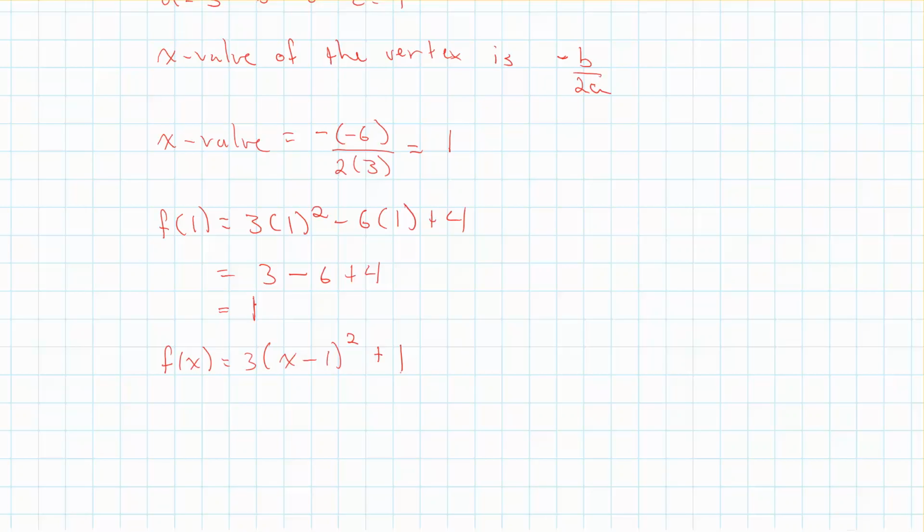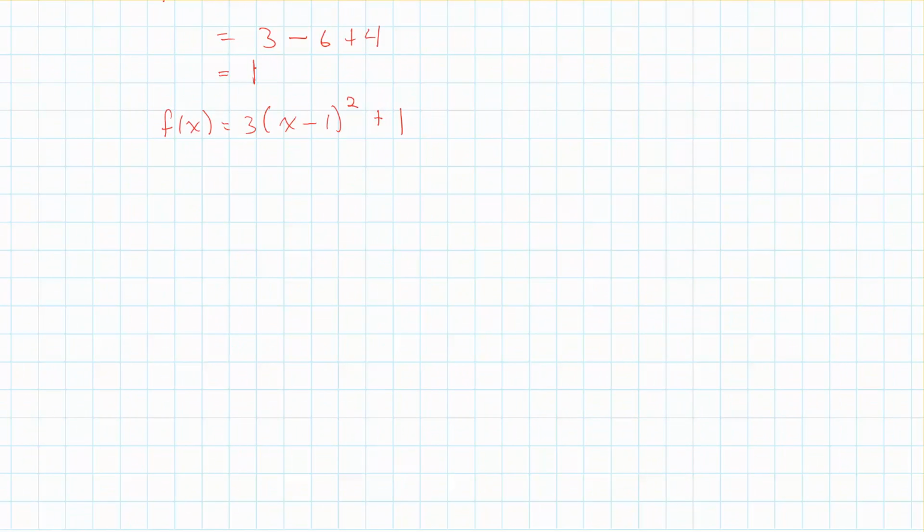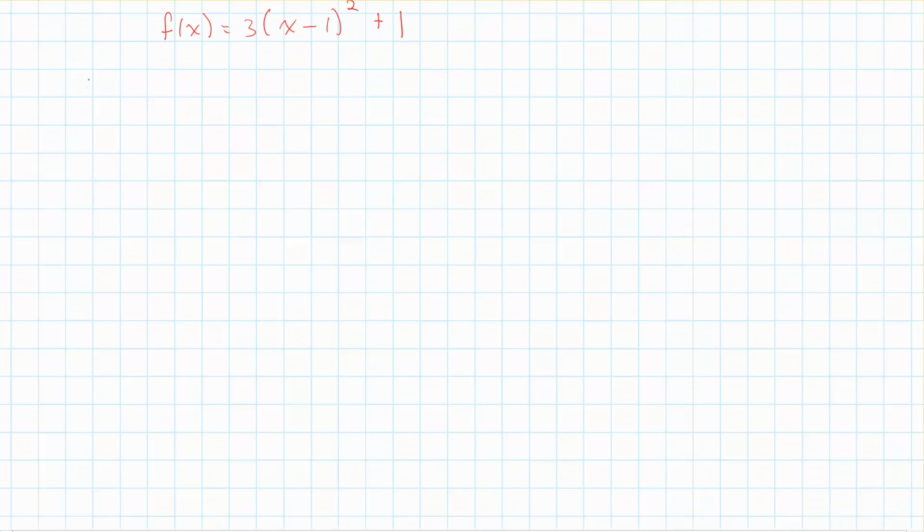So let's look at one more quick example like that. Let's look at f of x equals negative x squared minus 4x plus 1. And so we're going to find the standard form, just like we did before, but we're going to use the vertex to find that.